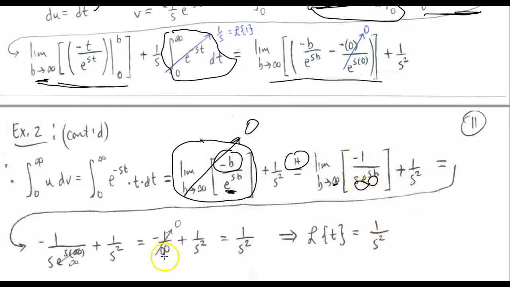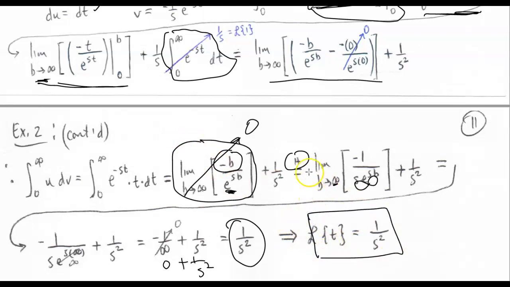So we essentially just have 0 plus 1 over s squared, which ends up being 1 over s squared. And that's what the Laplace transform of t is. It just ends up being 1 over s squared here. And so we'll take this and go ahead and move on and figure out what the Laplace transform of t squared would be.